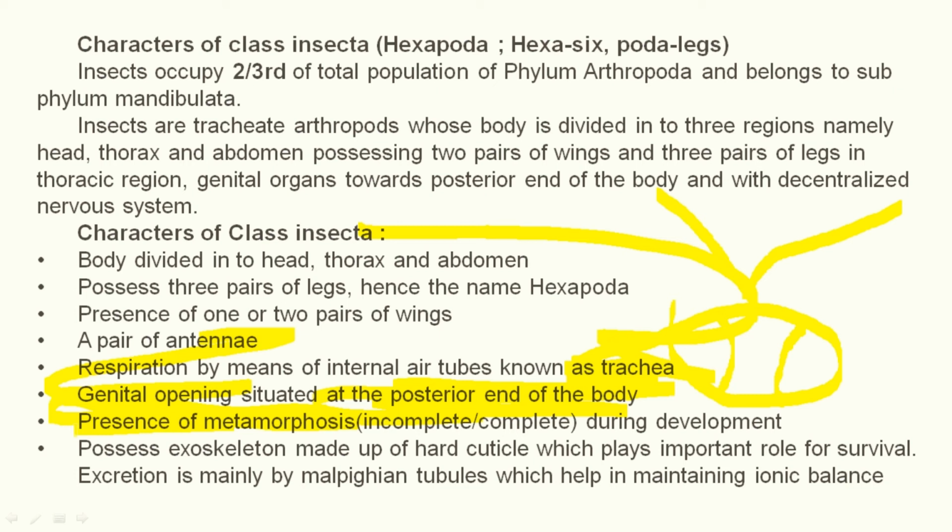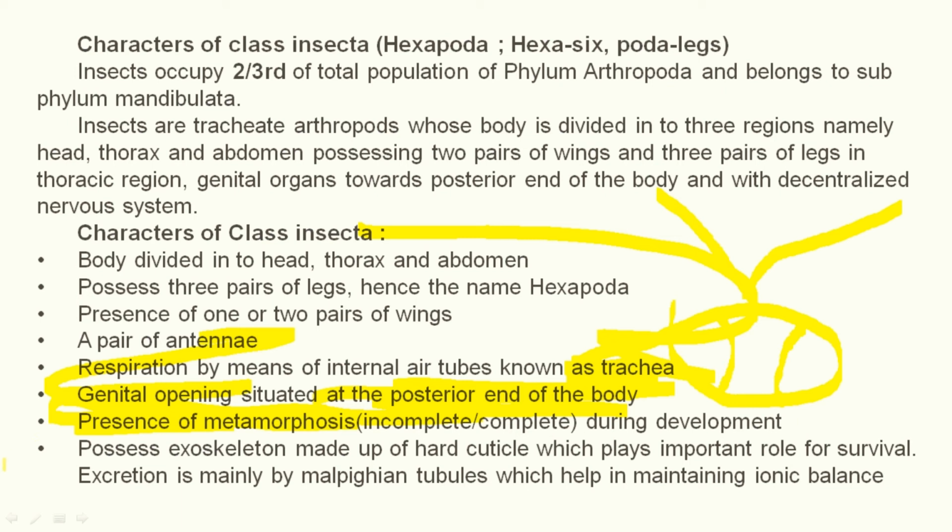We will study further. Then they have a chitinous exoskeleton made up of hard cuticle, an open circulatory system, and excretion through malpighian tubules or storage excretion. So these are the characters. So what are the characters?